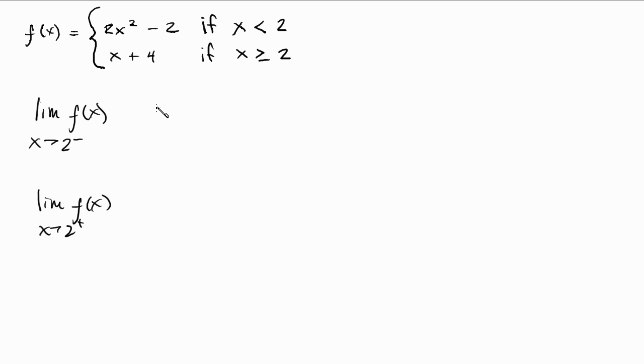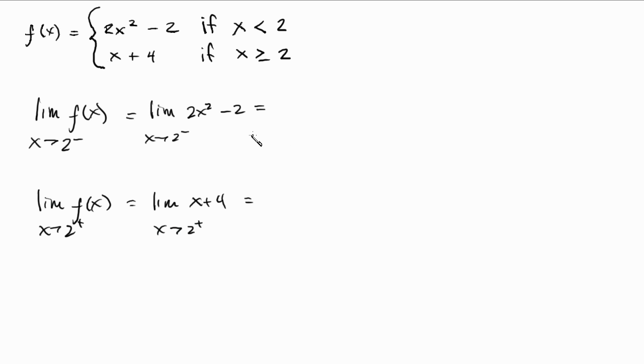Alright, so from the left, what do we have? Things smaller than 2, so it's this one here. So it's going to be the limit of 2x squared minus 2 as x approaches 2 from the left is equal to something. And on this side here, values x approaching 2 from the right, so we're looking at values greater than 2. So x is greater than or equal to 2, so it's x plus 4. So then we'd have the limit of x plus 4 as x approaches 2 from the right.